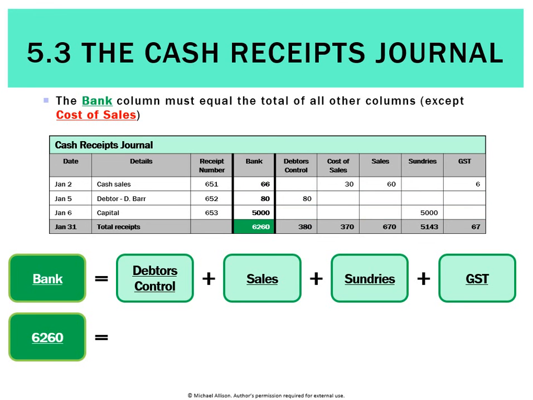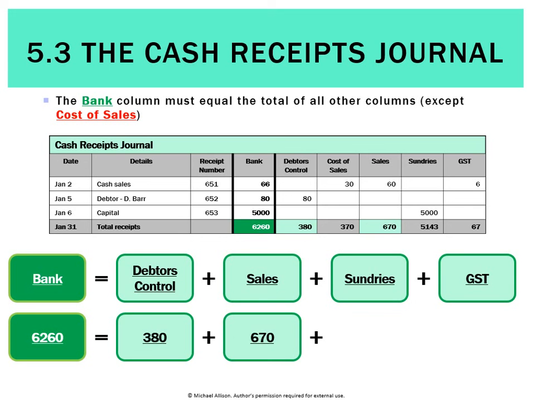So in this case, total bank is 6260. That's made up of $380 from debtors, $670 from sales, $5,143 from sundry sources, and total GST of $67.